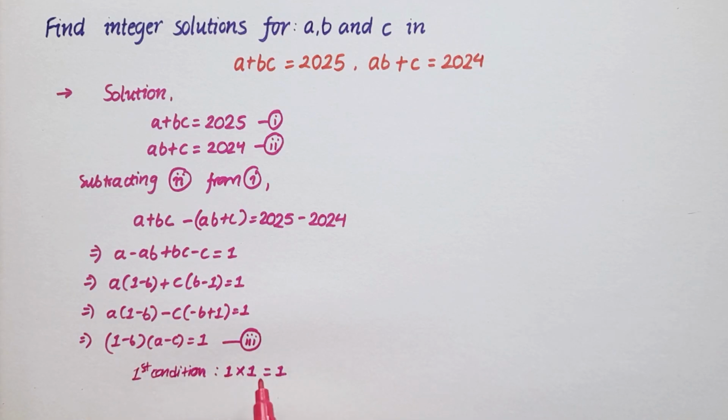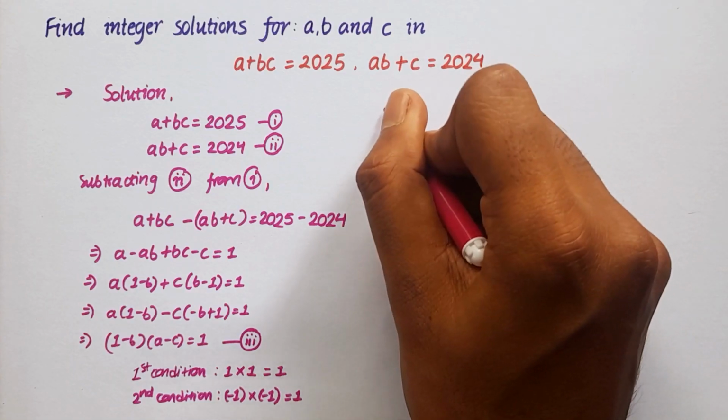That would mean 1 minus b is equal to 1 and a minus c is also equal to 1. There is also a second case. The second case can be, to get 1, I just have to have negative numbers. That means negative 1 multiplied by negative 1. That is also equal to 1, right? Which would mean 1 minus b is equal to minus 1 and a minus c is equal to minus 1. And there is a third condition too, which is really fascinating.